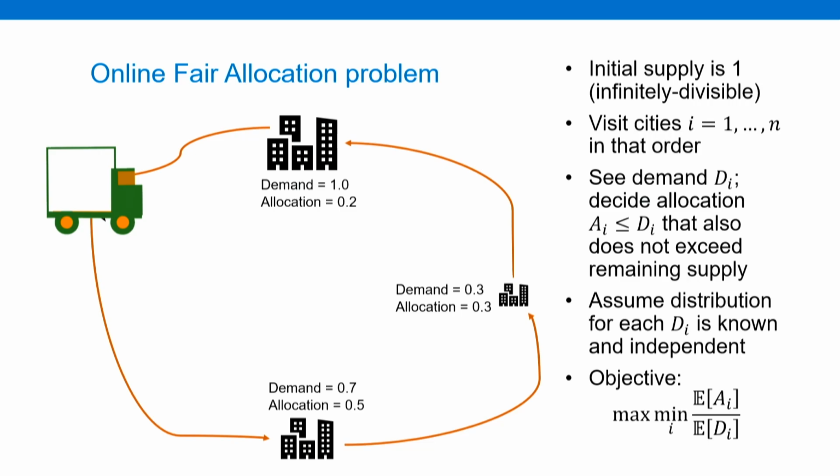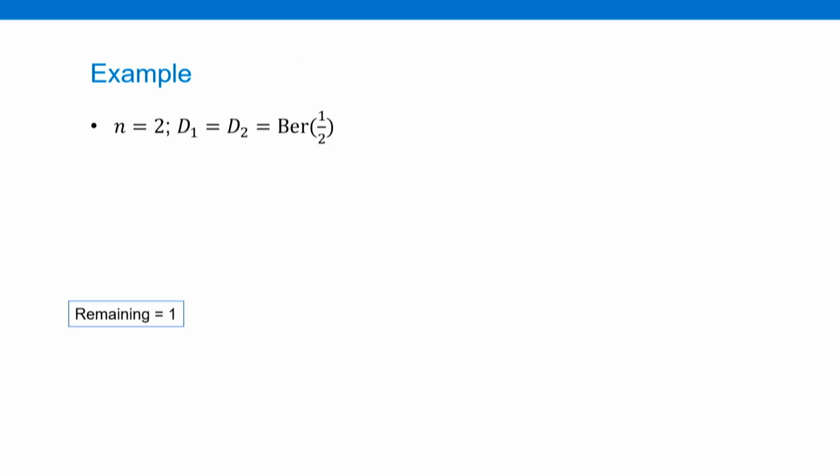I want to now illustrate some examples of this problem, which will then lead us into the online contention resolution abstraction. Here I'm just going to assume I have 2 i's. Each of them is Bernoulli 1/2. You should think of these more as agents instead of cities. Basically, I have 2 agents. Their demand is either 0 or 1, each equally likely.